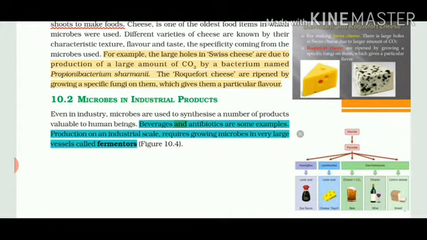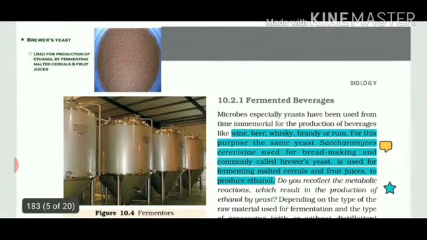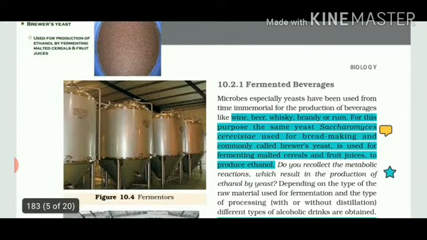Now on the next page, you can see figure 10.4 where you can see big containers or vessels. These are known as fermenters. If you remember, two kinds of respiration are there, aerobic and anaerobic respiration. In the absence of oxygen, most of the glucose, that is a sugar, is converted into alcohol.